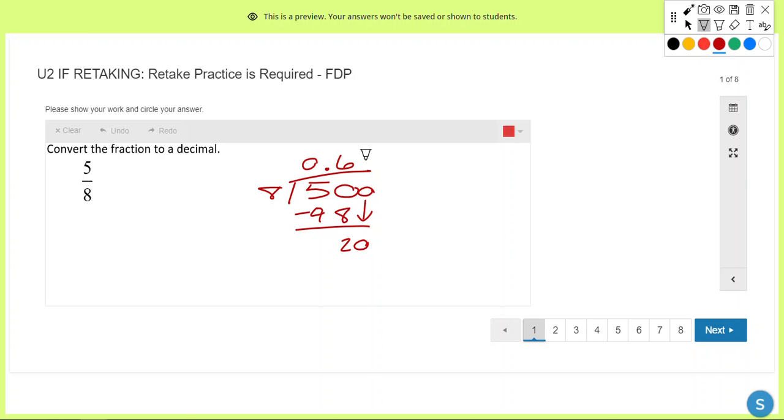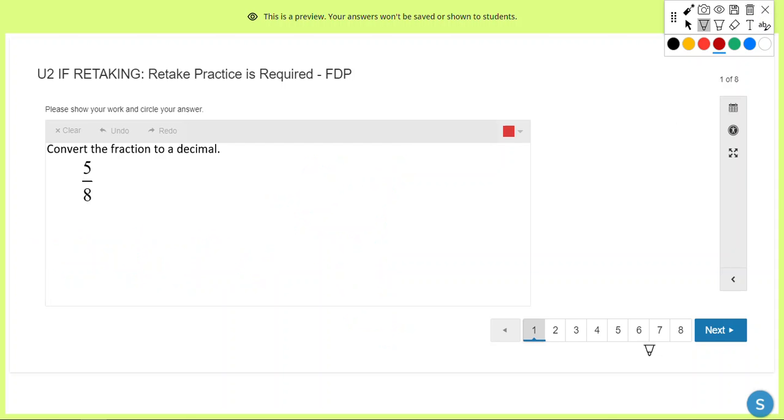8 can go into 20 2 times, which is 16. 20 minus 16 would be 4. 8 can't go into 4, so I have to bring down one more 0. So 8 goes into 40 5 times, and that would be perfect, and I would be finished. So the answer for this one should have been 0.625 for your final answer.